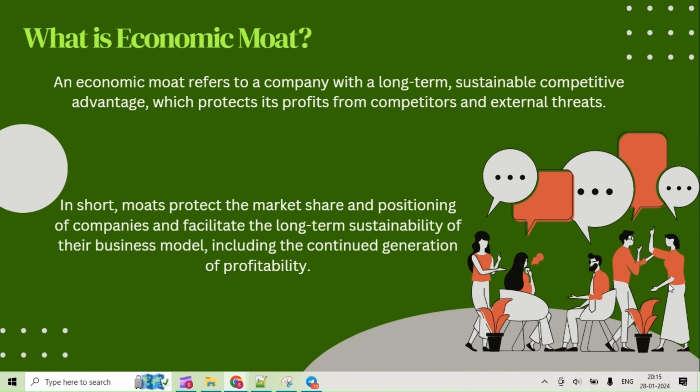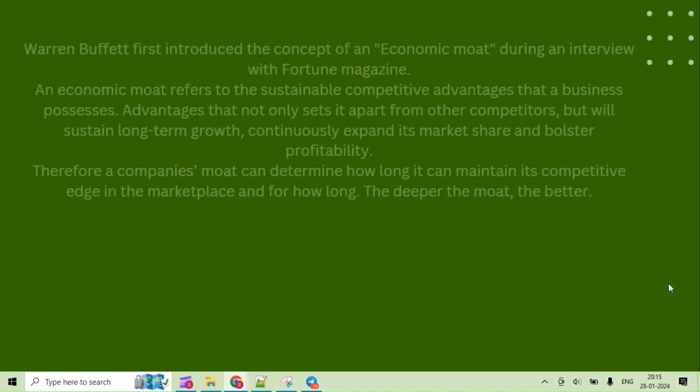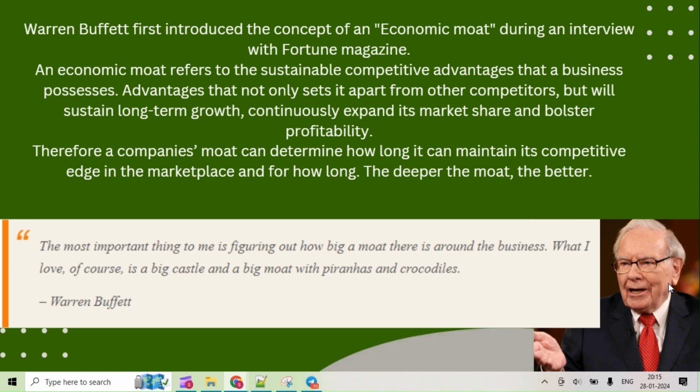In short, moats protect the market share and positioning of companies and facilitate the long-term sustainability of their business model, including the continued generation of profitability. The successful investor Warren Buffett first introduced the concept of economic moat during an interview with Fortune magazine. An economic moat refers to the sustainable competitive advantages that a business possesses. Advantages that not only set it apart from other competitors, but will sustain long-term growth, continuously expand its market share, and bolster profitability. Therefore, the company's moat can determine how long it can maintain its competitive edge in the marketplace.